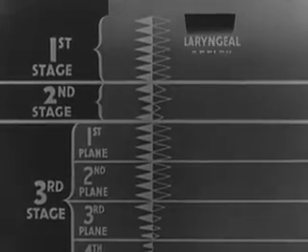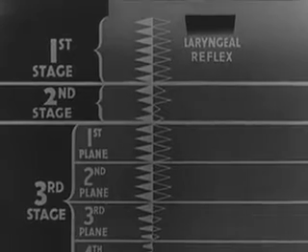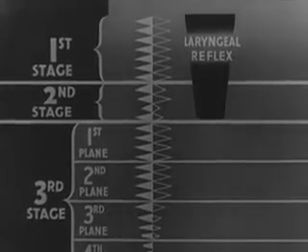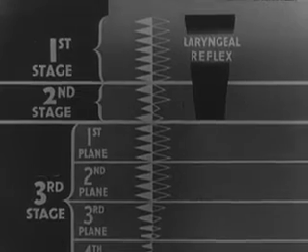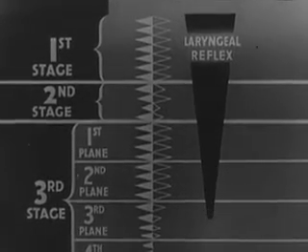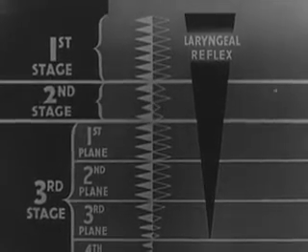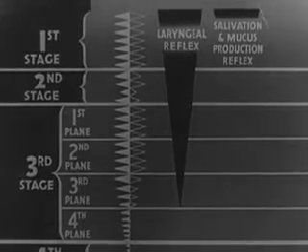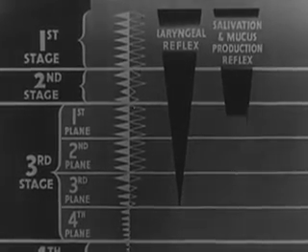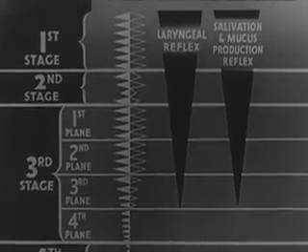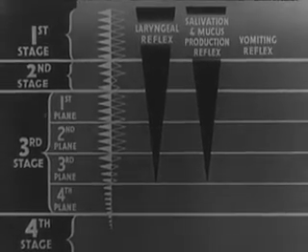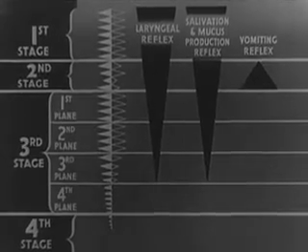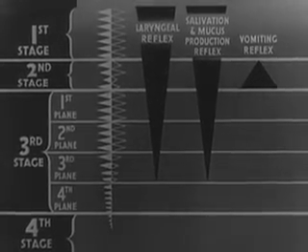Associated with the respiration are other reflexes which may affect the breathing. The laryngeal reflex is active from the start and becomes progressively dulled, disappearing in the third plane. Salivation and mucus production also cease in the third plane. Reflex vomiting is most liable to occur at the bottom of the second stage, but not at all in the third stage.